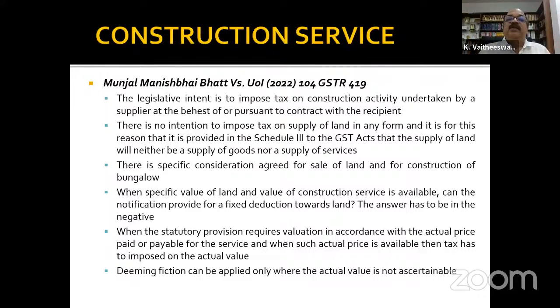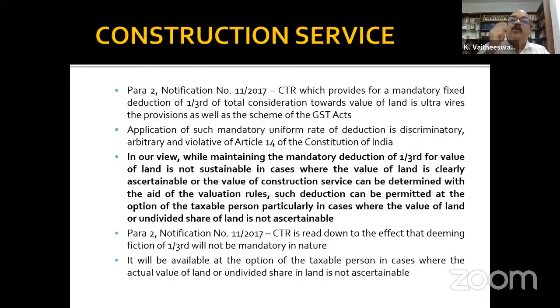And therefore, if there is a specific consideration agreed for sale of land and for construction, the specific value of land can be taken. And then they went on to say, where the statutory provision requires valuation in accordance with the actual price for the service and an actual price is available, then tax should be imposed on actual value. Now, this gives you a clear and cogent answer to say that if the parties to the contract are aware as to what is the consideration for the construction activity, then that is the one that can be taxed. You cannot substitute a deemed value or a deemed fiction, because deemed fiction can come in only when actual value is not ascertainable.